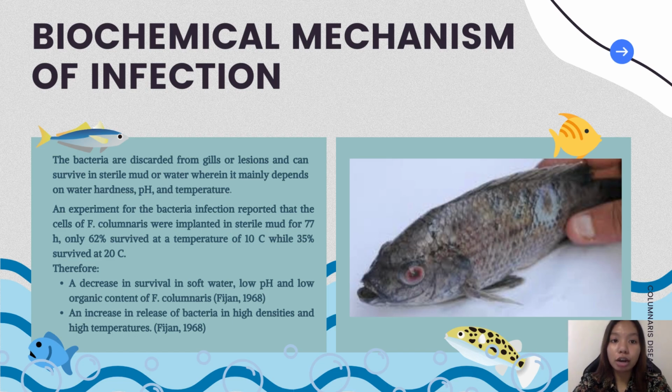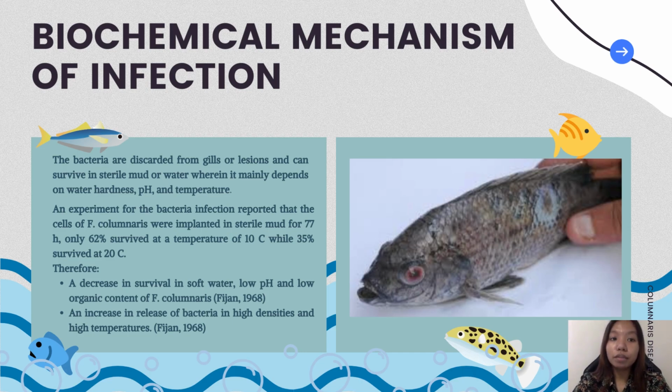Becker and Fujihara from 1978 reported that when F. columnare cells were seeded in sterile mud for 77 hours, 62% survived at the lower temperature, but only 35% at 20 degrees Celsius. Fijan from 1968 reported that low pH, soft water, and low organic content decreased the survival of F. columnare.